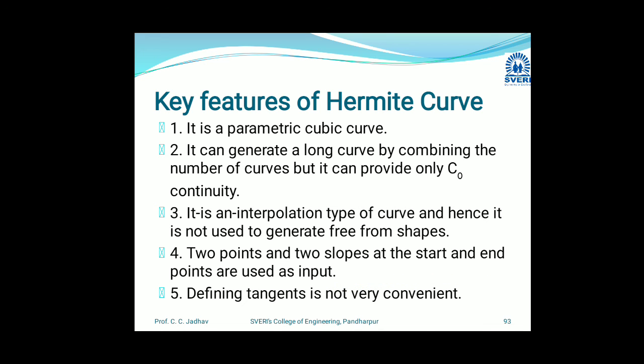Then what are the key features of the Hermite curve? It is a parametric cubic curve. It can generate a long curve by combining a number of curves, but it can provide only C0 continuity, that is the zero degree. Next, it is an interpolation type of curve, and hence it is not used to generate free form shapes. By using interpolation we create the curve, so it is not a free form shape but a curve defined by the different control points.